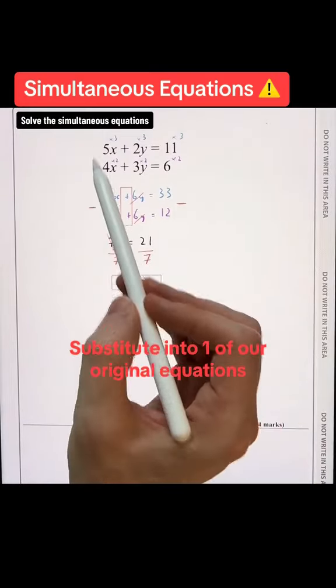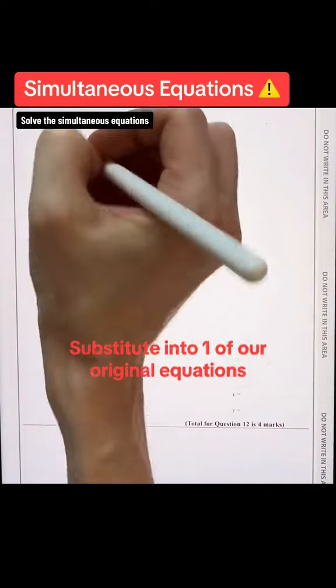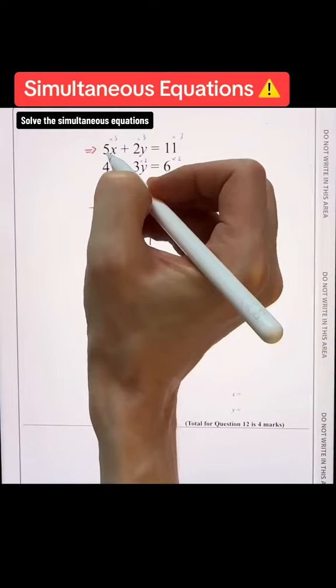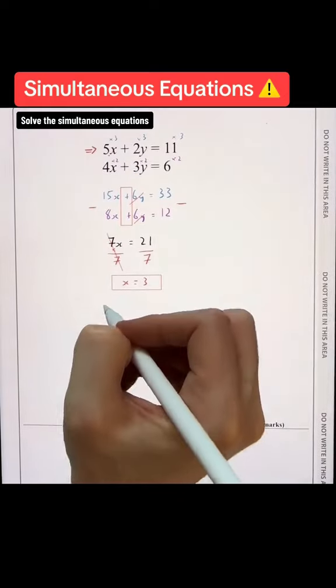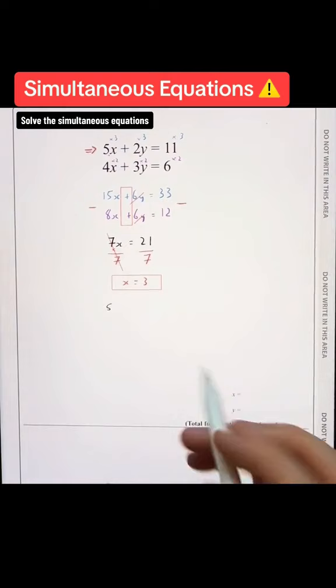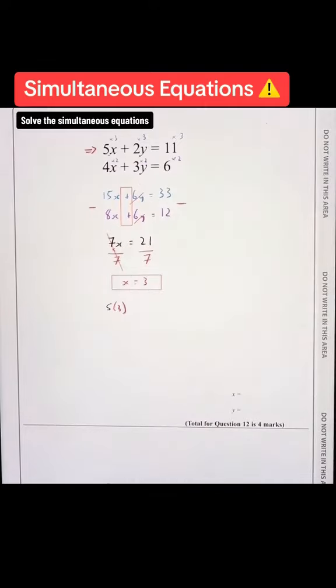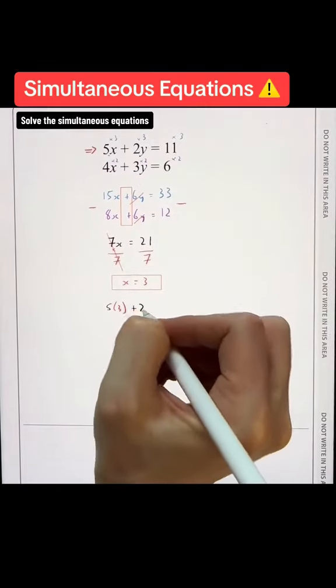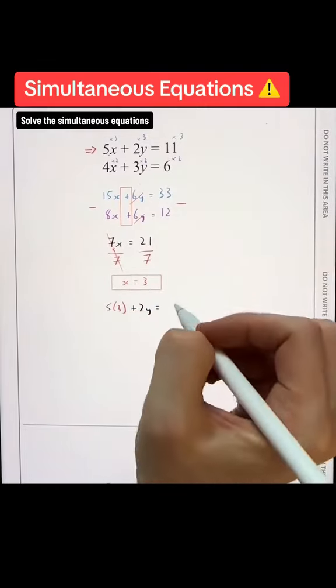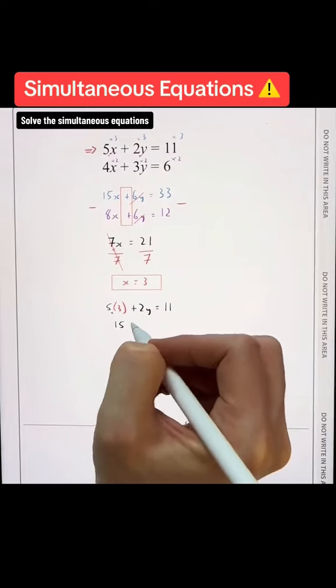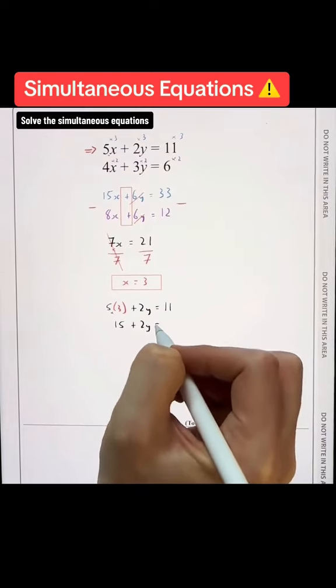Substituting back into either of my two original equations, I'm going to choose to substitute back into the top equation. Well, I know 5x in algebra means 5 multiplied by x. As I know now that x equals 3, therefore 5x will be 5 times 3. I've still got the plus 2y, and it's still on the right-hand side, my equation is equal to 11. I know 5 times 3 will give us 15, so 15 plus 2y is equal to 11.